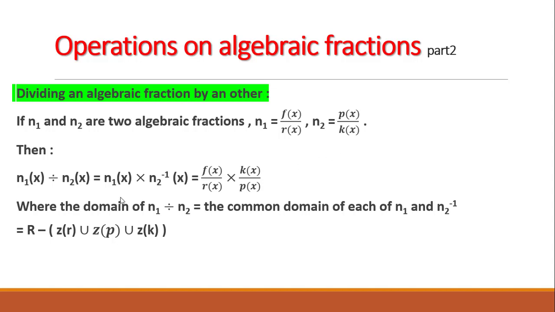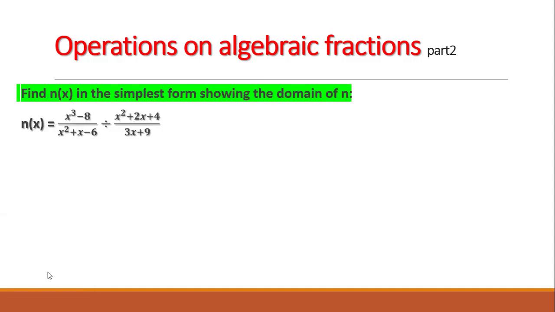Okay, what about the domain of n1 of x divided by n2 of x? It will be the common domain of each of n1 and n2 power negative 1. It means what? It means R minus the set of zeros of the first denominator and the second numerator and denominator. Okay, we will clarify it in some exercises.